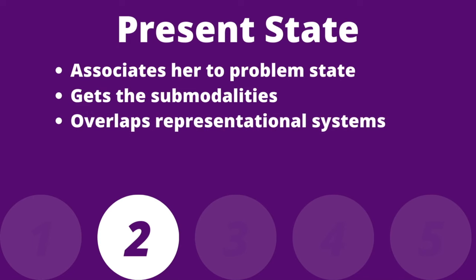Now, the next thing you're going to notice here is that he's doing a lot of overlapping. So he gets the qualities of the feeling: its location, its texture. And then he also wants to turn it into other representational systems. So he'll say, what's the color of that feeling? The feeling is a felt sense. Color is a visual predicate. So when he says, what's the color, it forces her to give it a visual representation. You can then manipulate the visual representation in order to change the feeling. Cool. Let's see what he does next.